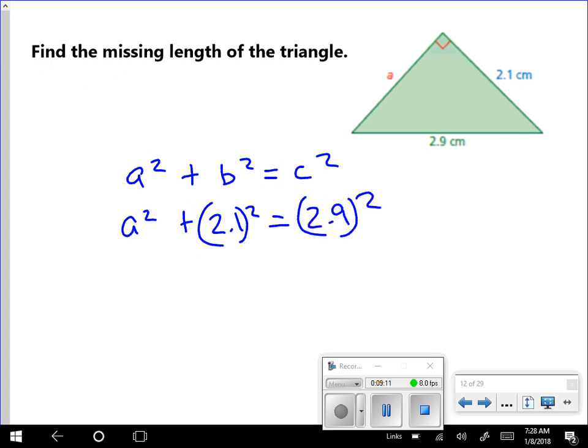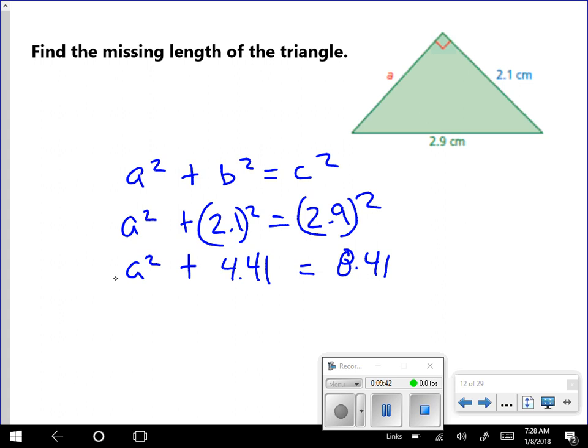So obviously these are decimals. If you need to use a calculator, I understand. Okay, off the top of my head, I don't normally know 2.1 times 2.1. So calculators are fine. So we're going to have A squared plus 2.1 times 2.1 is going to give us 4.41. And then we're going to have 2.9 times 2.9, which gives us 8.41.